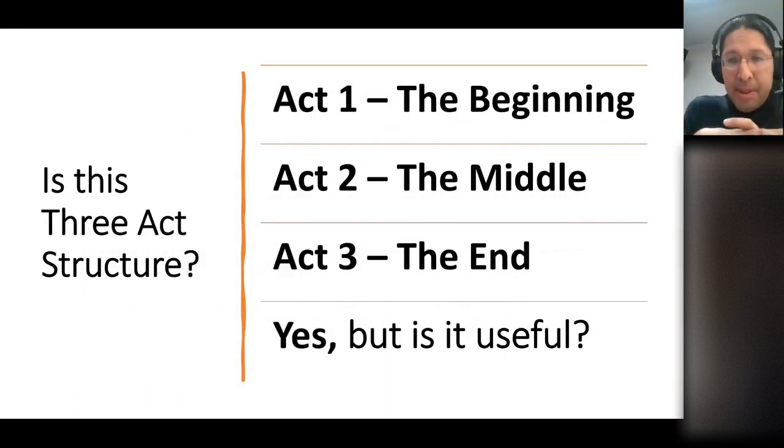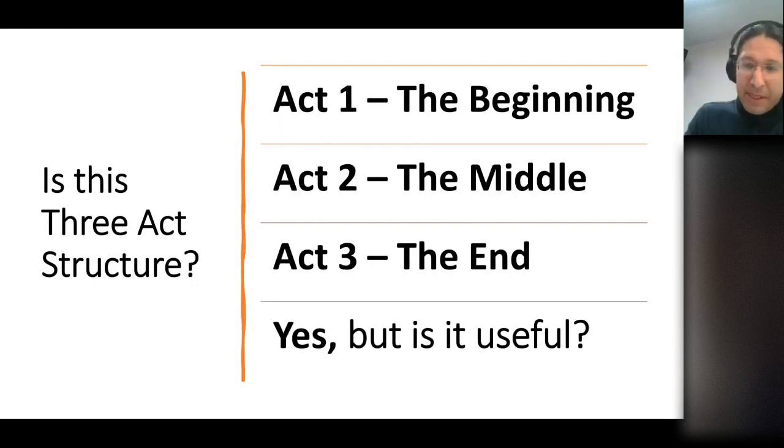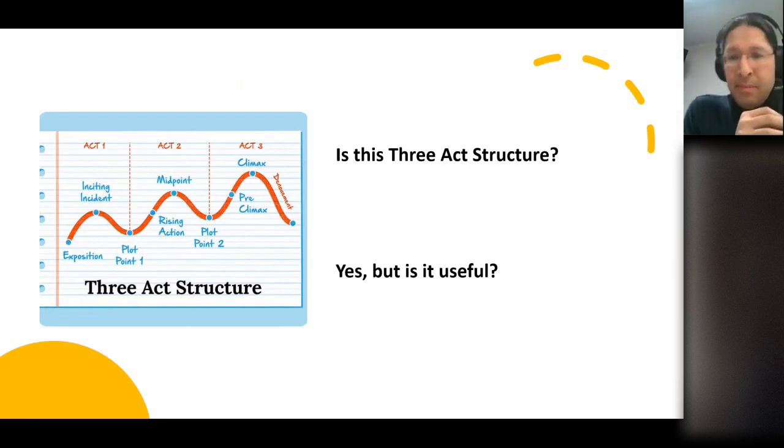Now, the problem with saying 3-act structure is that it's so big and so broad that I don't really find that aspiring writers find it very useful as a way to plan out their stories. It's so big, it's so broad. The beginning, the middle, the end. Act 1, Act 2, Act 3. Is this a useful way to present it? Not really. How about this?